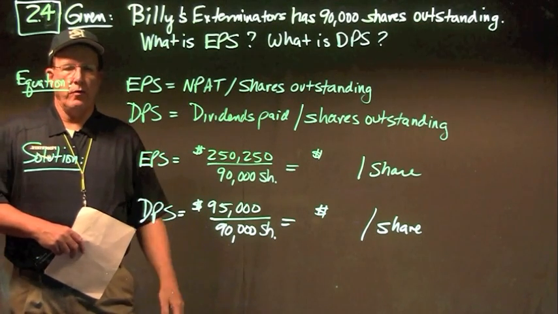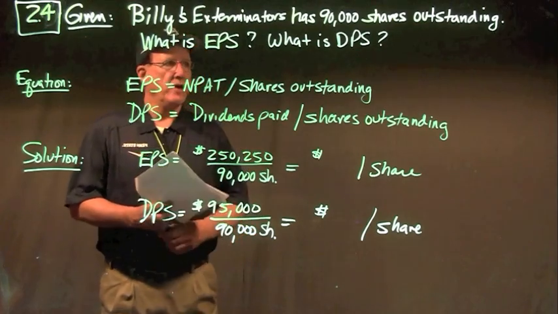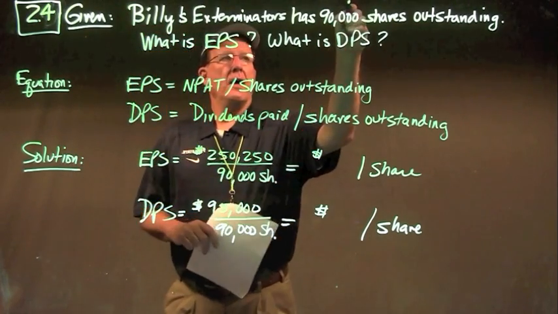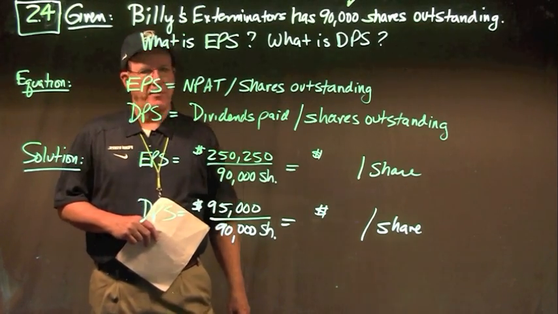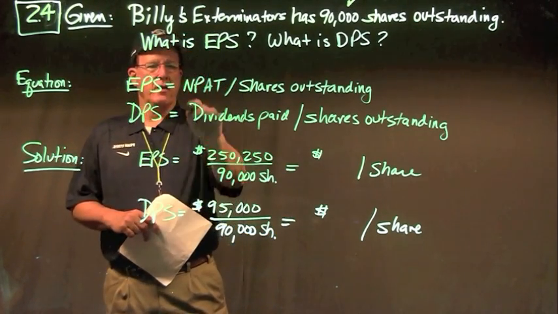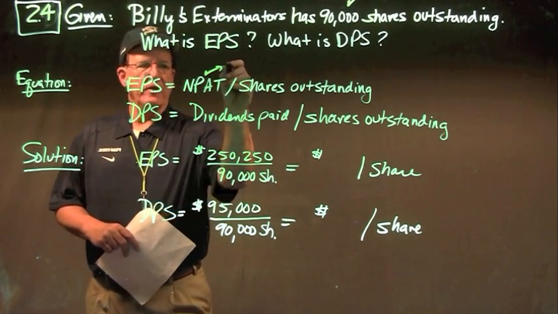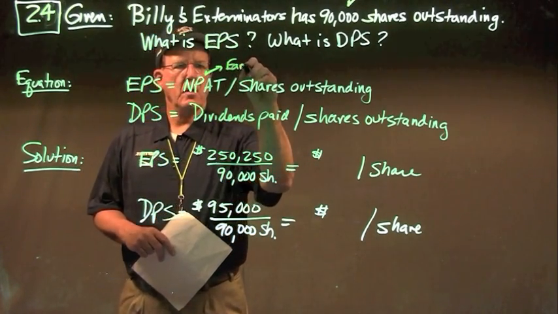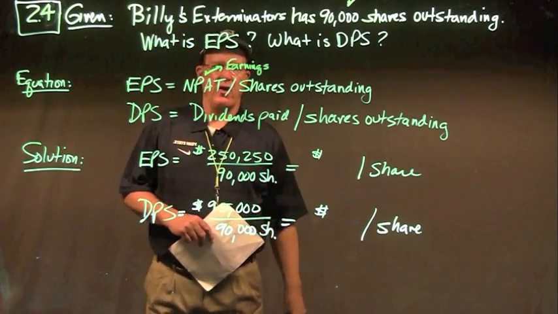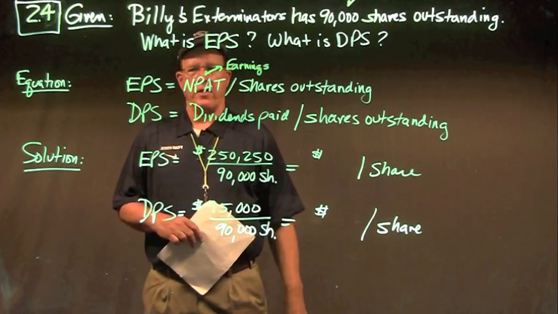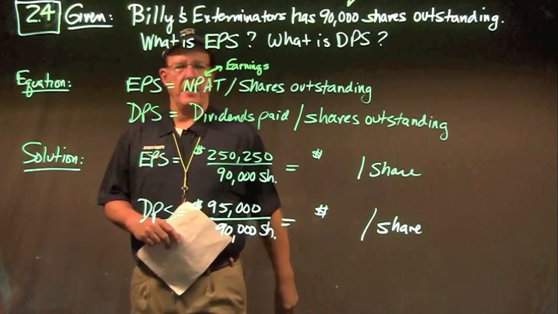In problem 2.4, we're given that Billy's Exterminators has 90,000 shares outstanding. We want to know what are the earnings per share and dividends per share, EPS and DPS. So very simply, earnings per share is net income over shares outstanding. Net income being the same thing as earnings. I prefer the word net income or NPAT rather than earnings, or perhaps net earnings would be better, but nevertheless you're going to get the word earnings tossed at you. You're supposed to know that earnings is the same thing as net income.